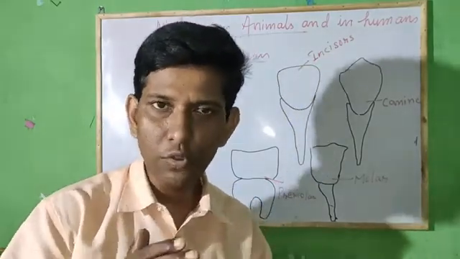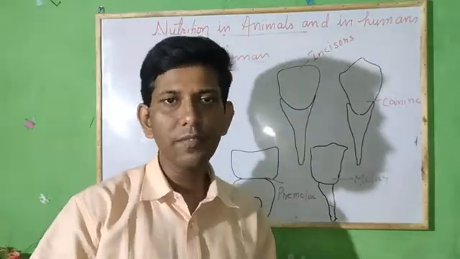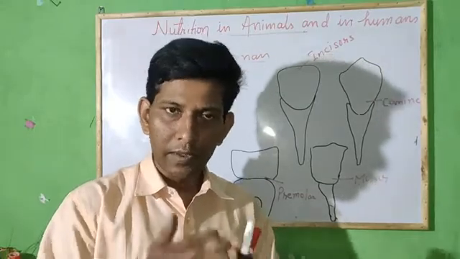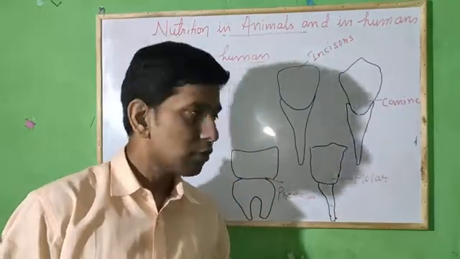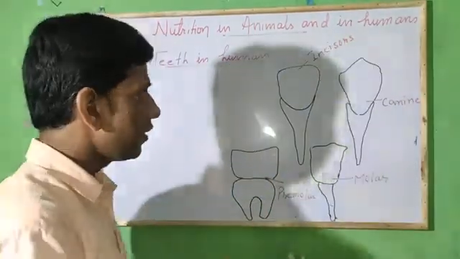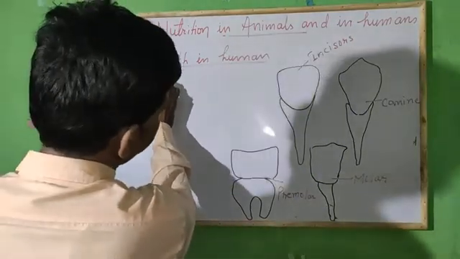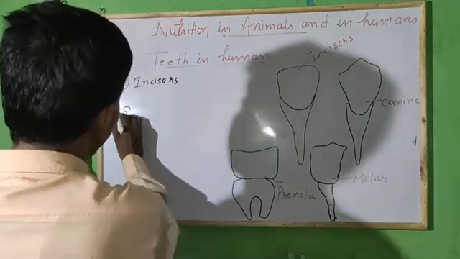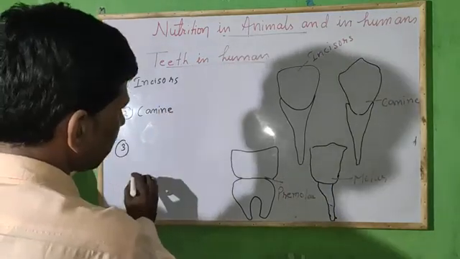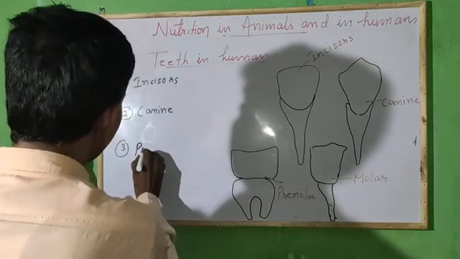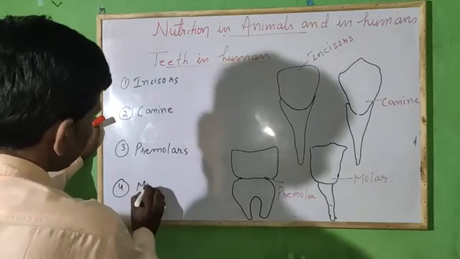Temporary teeth come in the mouth of a child up to the age of 2 years, they fall one after another, and then permanent teeth come out. Temporary teeth are also called milk teeth. So there are 4 different types of teeth present in humans. The first one is incisor. The second type is canine. The third, the most important, is premolar. And the fourth is molar teeth.